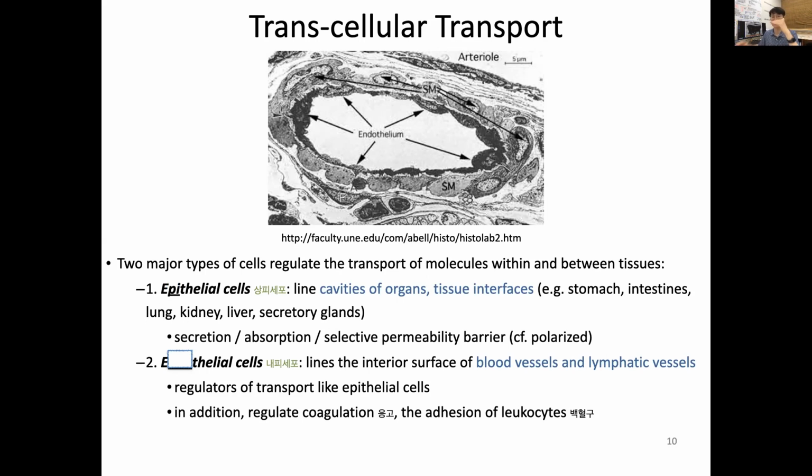Epi means on top. While those cells that line the interior surface of especially blood vessels or lymphatic vessels regulate transport like epithelial cells, so they belong to the category of epithelial cells. But in addition, these have additional functions such as regulating coagulation in case of injury to prevent leakage or loss of blood. And the other is the adhesion of leukocytes. This is important for the function of the immune system, and we call these endothelial cells.